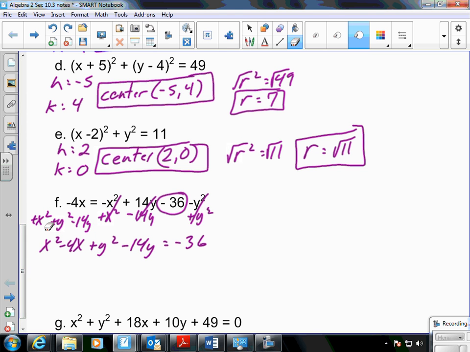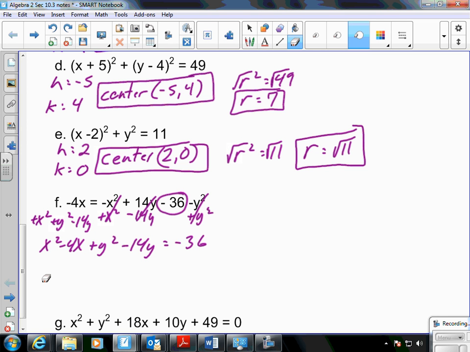Now, in order for these equations to work, we have to have these squared binomials, like x plus 5 squared or y minus 4 squared. And so in order to get that with what we've got, we go through a process called completing the square, which we did earlier in the year. So hopefully you remember a little bit about that.